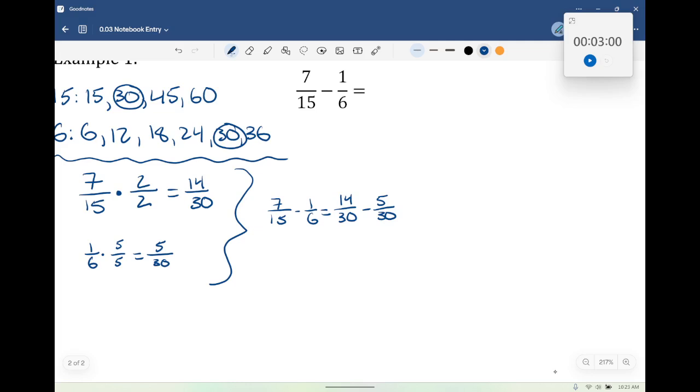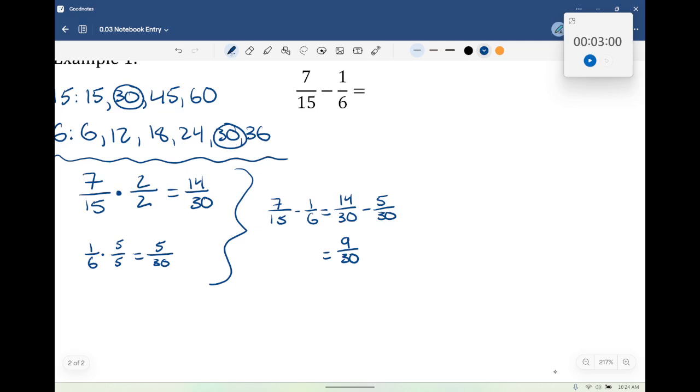Good. If something happens and we then go to set this up, and our denominators are different again, you gotta stop. Red light right there. You gotta go back and you gotta check your work. And so now it's just a matter of performing the operation with the numerators. Everybody again, what is 14 minus 5? 9. And so my answer is going to be 9 over 30.